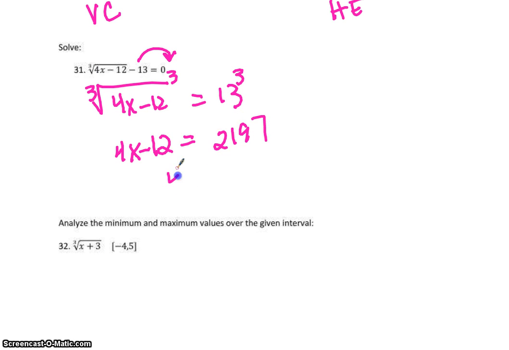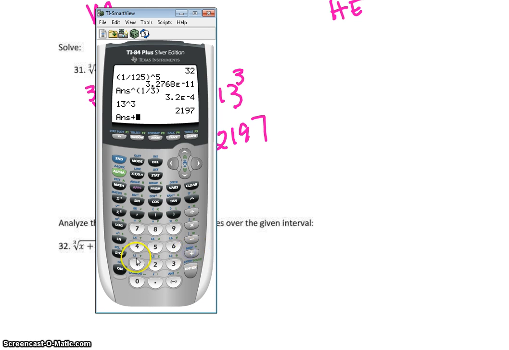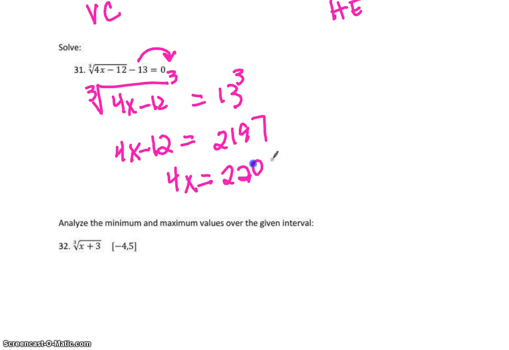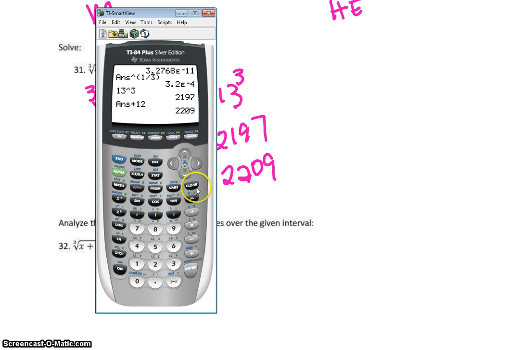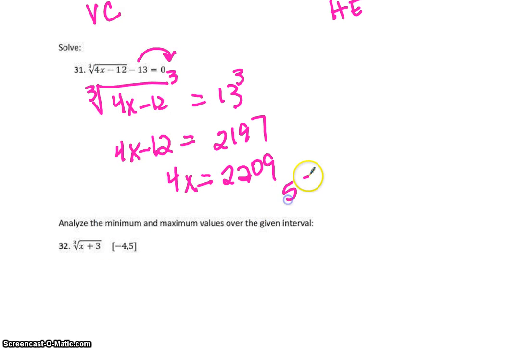We're going to add 12, and so 4x is equal to 2197 plus 12, which is 2209. Last step, we're going to divide by 4. And so we end up with 552.25. 552.25 is what x equals.